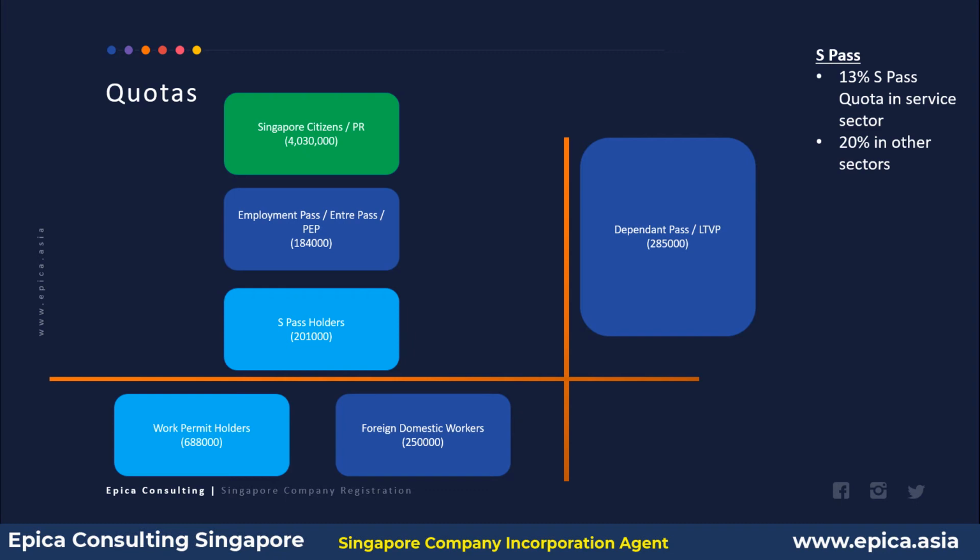So what does exactly this mean? If you want to employ an S pass holder and if you are in other sectors, then you need to have at least 4 people on your payroll who are Singapore permanent resident or Singapore citizen before you can employ this S pass holder. Only when you have 4 local employees, and then you employ an S pass holder, the condition of this 20% quota will get fulfilled. If you apply without having enough number of Singapore permanent residents or citizens, then the S pass will get rejected.